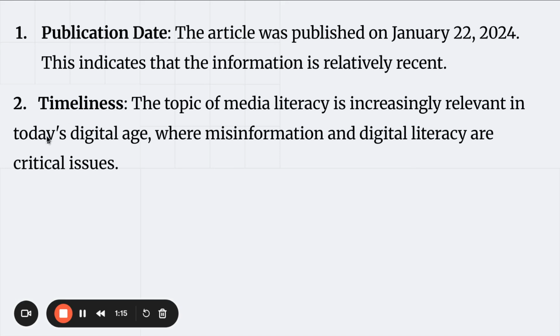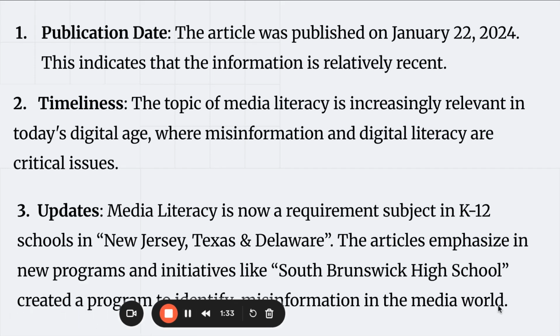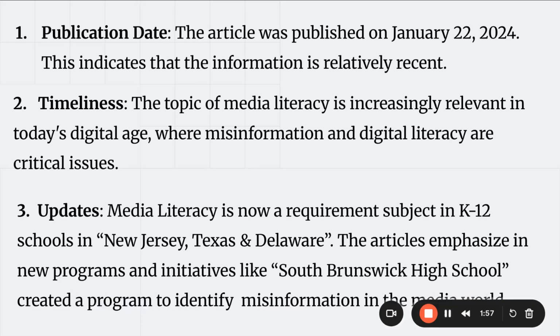The second thing I look at is the timeliness. The topic of media literacy is becoming more relevant because of today's digital age, and because everybody is more involved in the digital world. The next thing I took a look at is the updates. Media literacy is now a requirement in K to 12 schools in New Jersey, Texas, and Delaware. This is present in the article. The article emphasized new programs and initiatives like the South Brunswick High School, which created a program to identify misinformation in the media world.